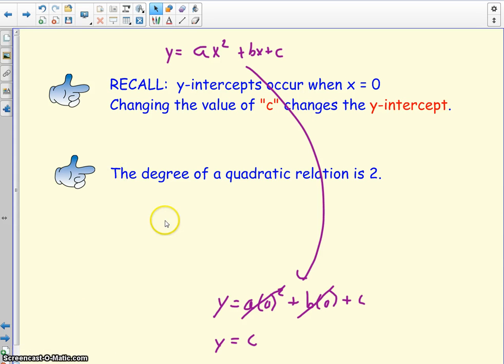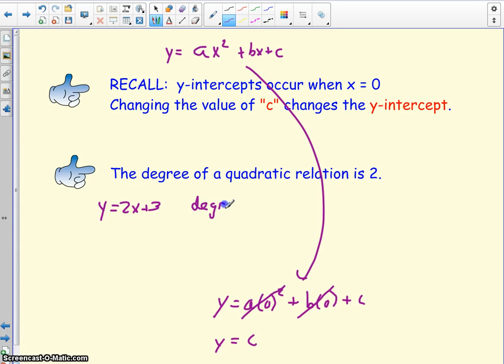Okay, and last but not least, if you're talking about a quadratic relation, the degree is going to be 2. So remember your definition of degree back from grade 9 when you're dealing with equation. Let's say you have the equation y equals 2x plus 3. So that was a line back in grade 9. This would be a degree of 1. So the highest power on the variables in the equation is 1. So this had degree 1.